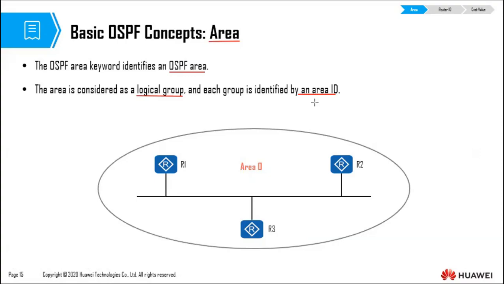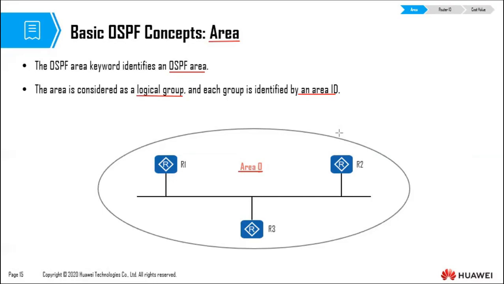Are we together? Normally, these areas are given numbers from 0 onwards, but you must have area what? Don't forget that you must have area 0. Are we together? So you can't start creating from area 1, area 2, and you don't have area 0. You must have area 0.